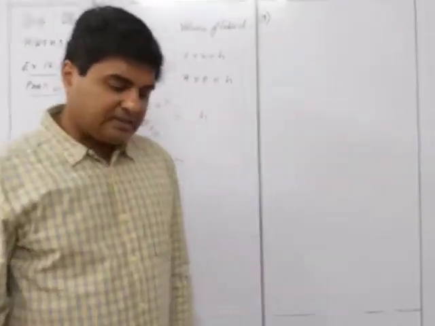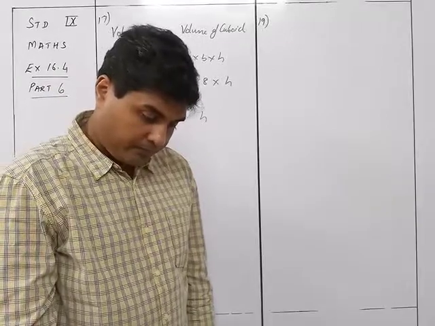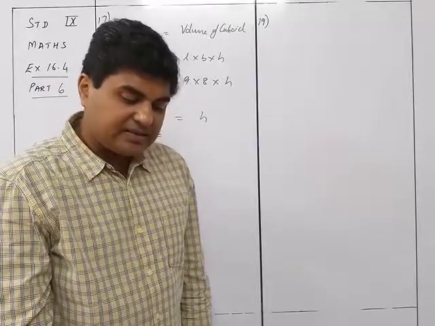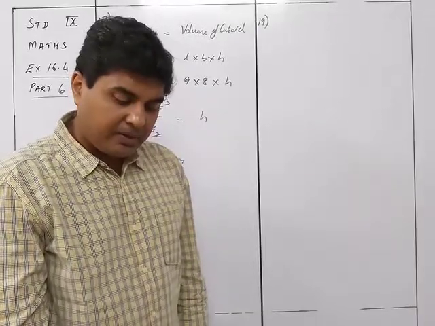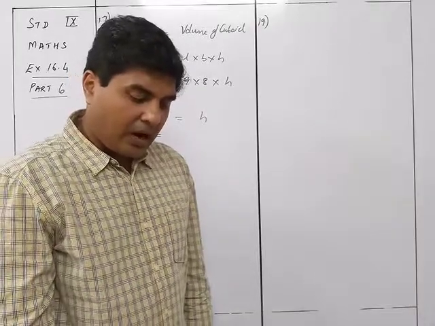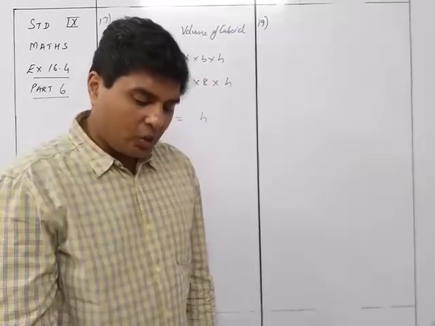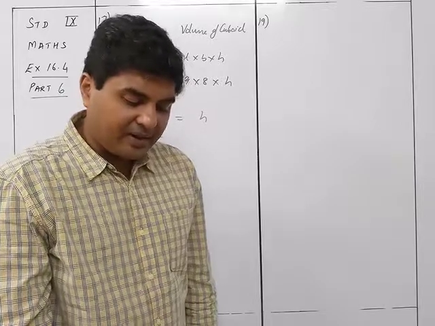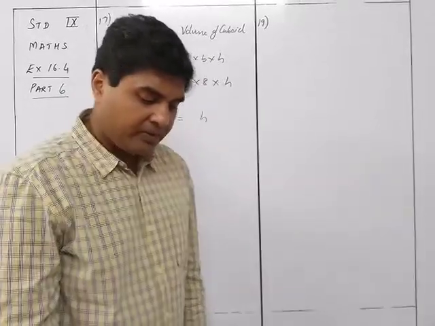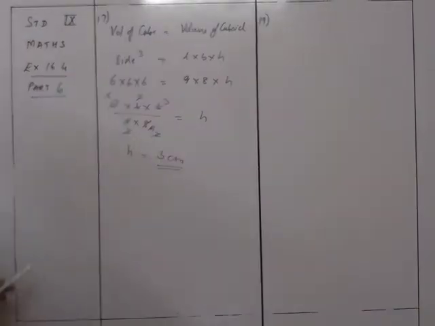A field is 30 meters long and 18 meters broad. A pit 6 meters long, 4 meters wide and 3 meters deep is dug out of the middle of the field, and the earth removed is evenly spread over the remaining area of the field. Find the rise in the level of the remaining part of the field in centimeters up to 2 decimal points.